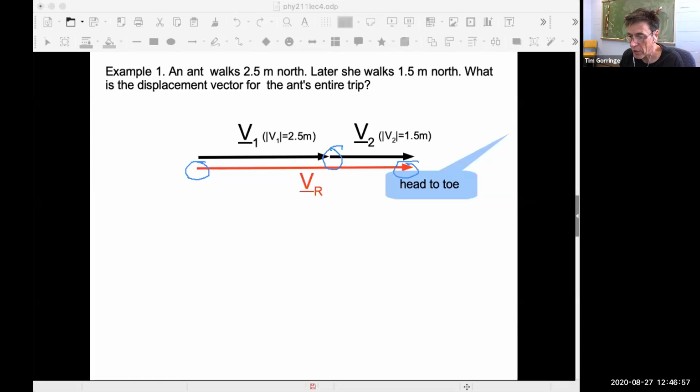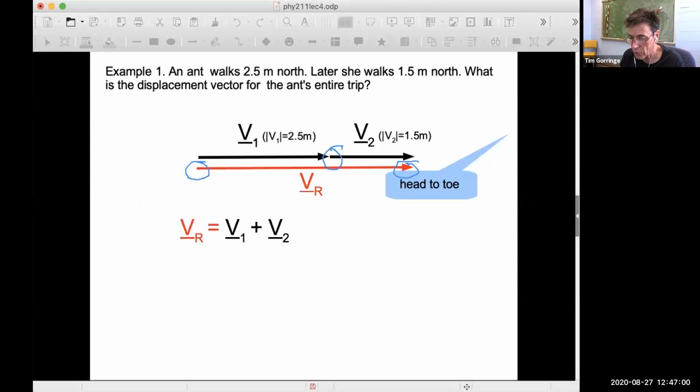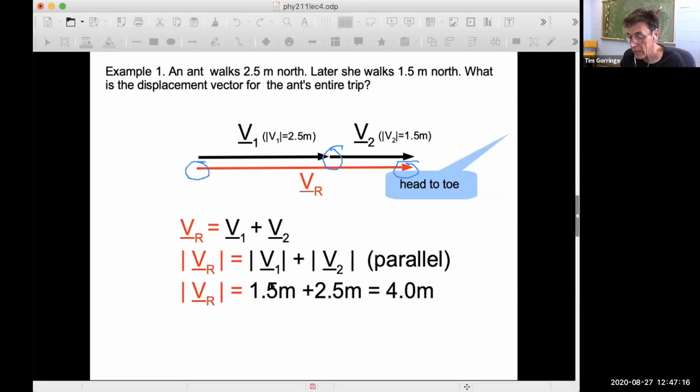And if we want to calculate the addition for this special case, well, for parallel vectors, the magnitude of the resultant is simply the sum of the magnitudes of the two individual vectors. So in this case, 2.5 meters is the magnitude of the first one, 1.5 is the magnitude of the second one. They add up to a total magnitude for the resulting vector of 4 meters. And for the case of parallel vectors, where V1 and V2 are in the same direction, the resulting vector is always in the same direction as well.